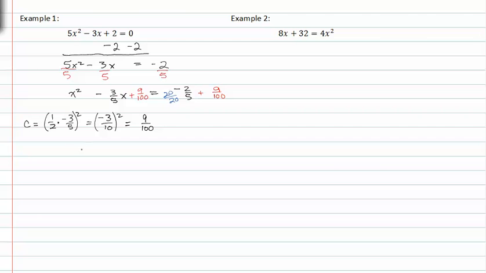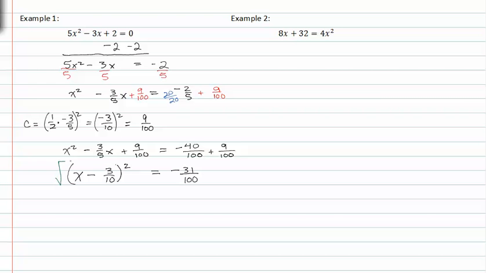So now we're going to have x squared minus 3/5 x plus 9/100 is equal to -40/100 plus 9/100. The perfect square trinomial on the left factors to x minus 3/10 squared. And on the right, we get -31/100.